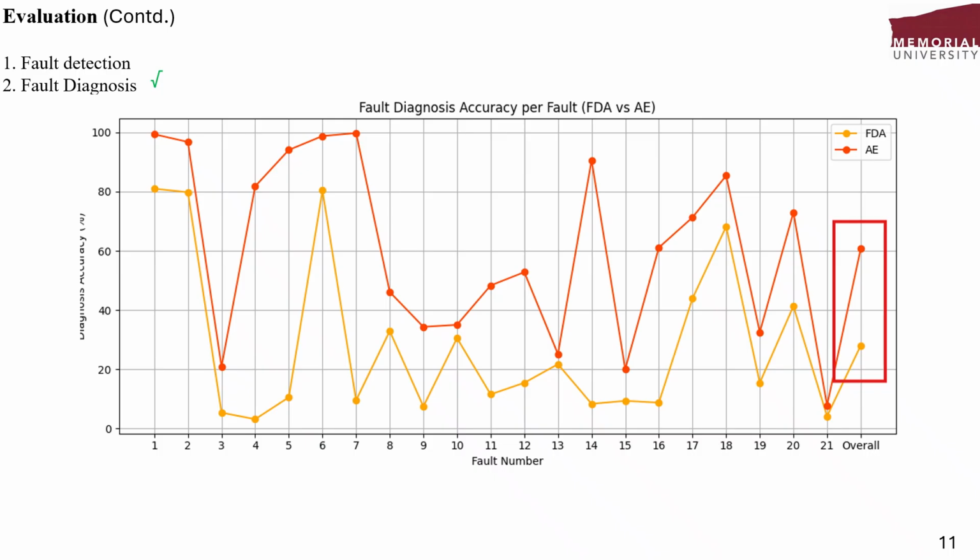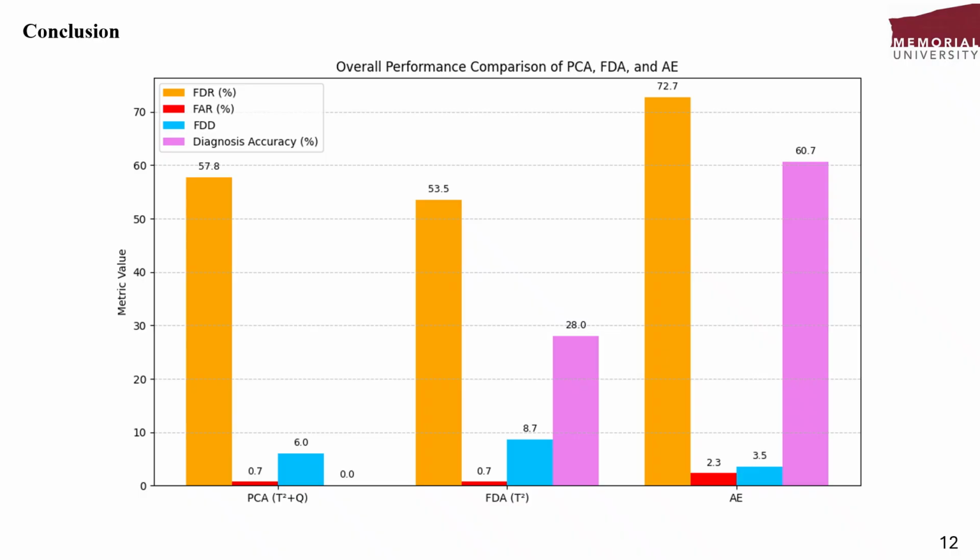This plot also shows the fault diagnosis between two methods, FDA and autoencoder. The overall situation is the best for autoencoder. And the last slide is showing the performance of the autoencoder. As you can see, in both fault detection and diagnosis, the autoencoder is better than the other methods.